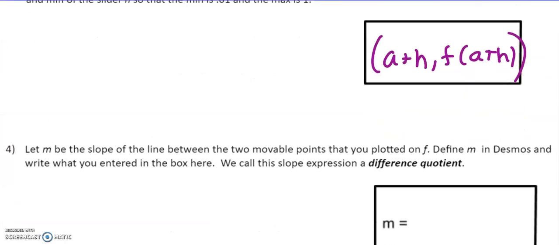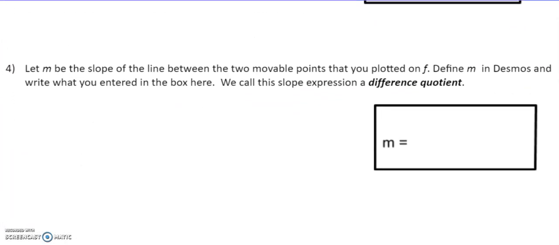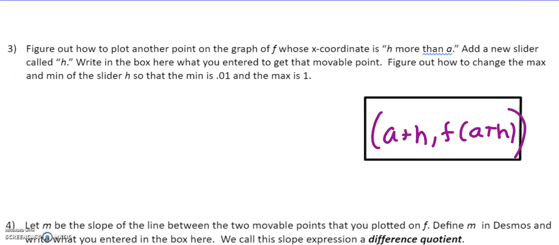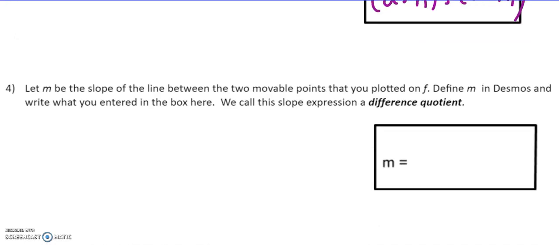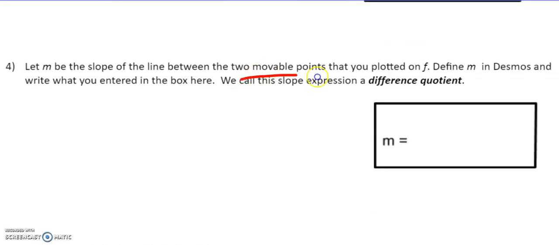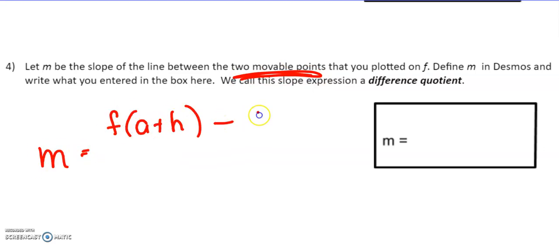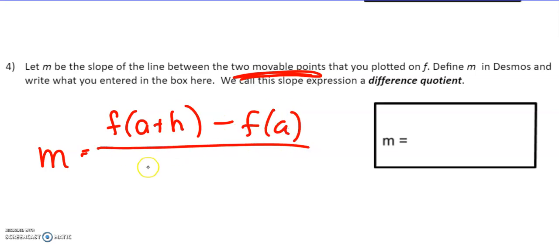Then it says to let m be the slope between our two movable points. Well, the two movable points are the two that you just typed into your Desmos. So our slope is going to be our y2 minus y1 over x2 minus x1, but we know that on the denominator our a's are going to cancel out, and so we will just have our quotient with an h in the denominator.